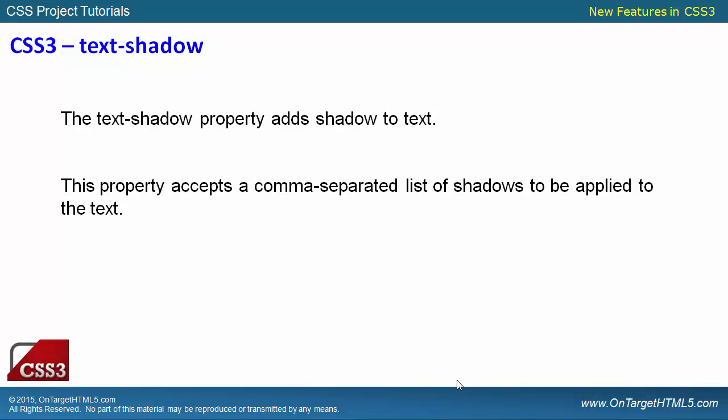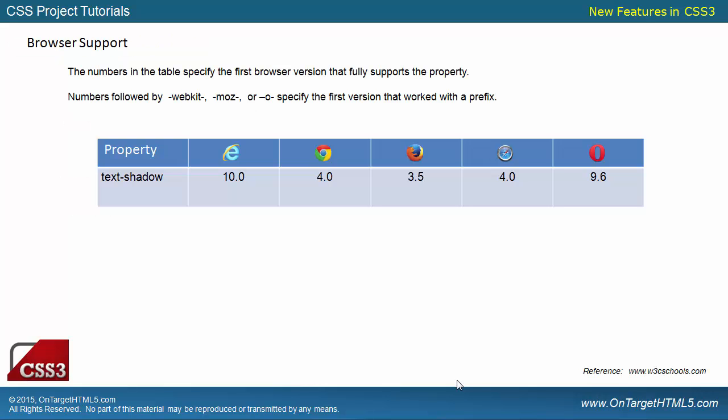The text shadow property adds shadow to text. This property accepts a comma-separated list of shadows to be applied to the text as we enter them into our CSS. Browser support is across the board: Internet Explorer 10.0 and up, Google Chrome 4.0 and up, Safari 4.0 and up, Firefox 3.5 and up, and Opera 9.6 and up.